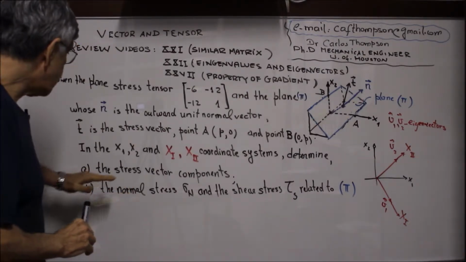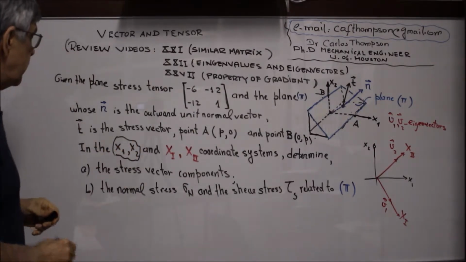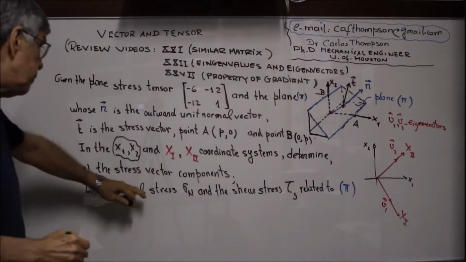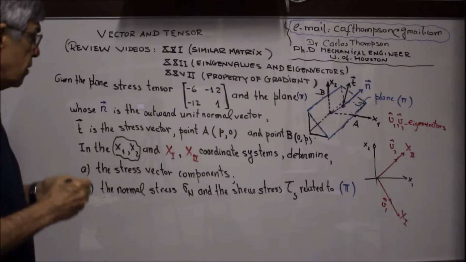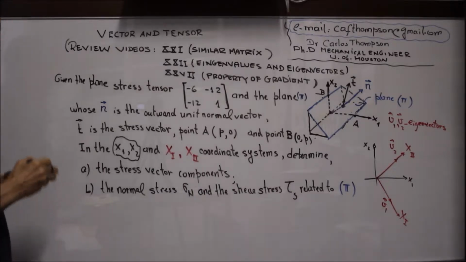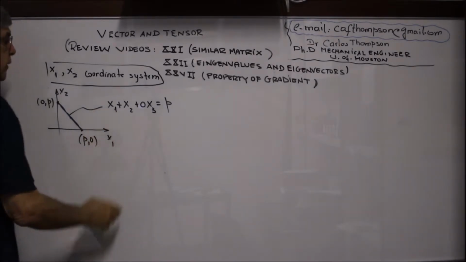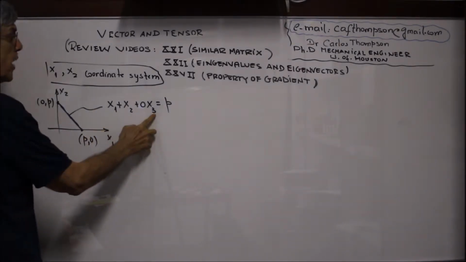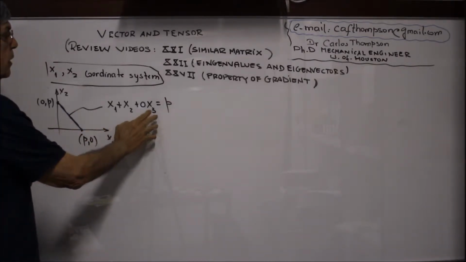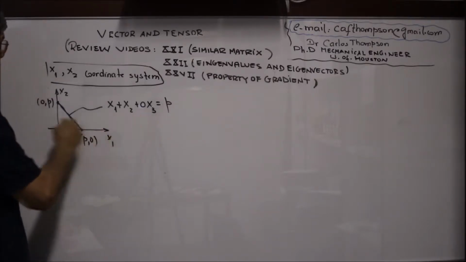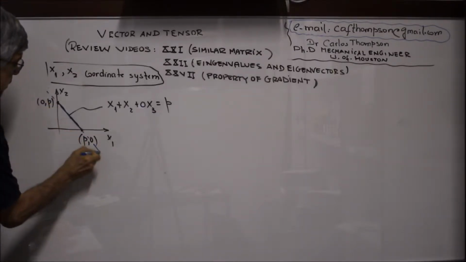First, we're going to solve this problem in these x1, x2 coordinates. And then we're going to solve the same problem with x1 and x2 related to the principal directions of this matrix. The plane in the figure can be written as x1 plus x2 plus 0 x3 equals P. This plane is represented by this segment over here. This is a straight line in the plane.